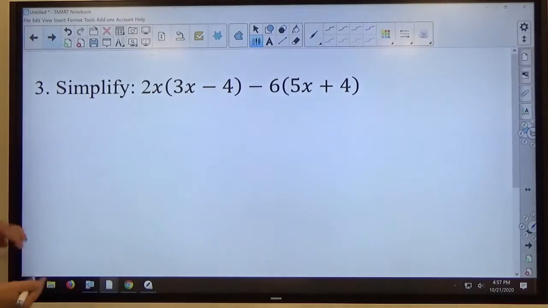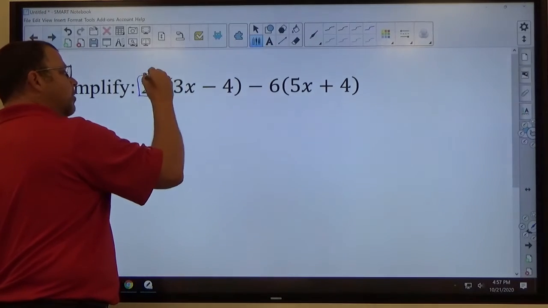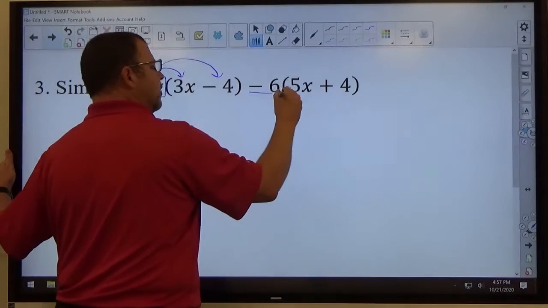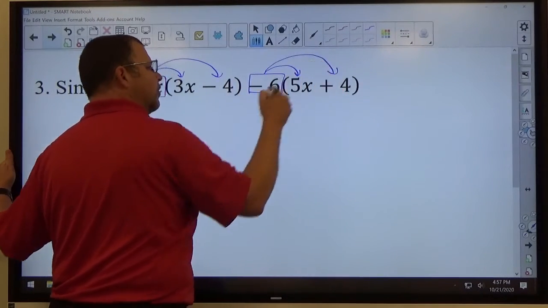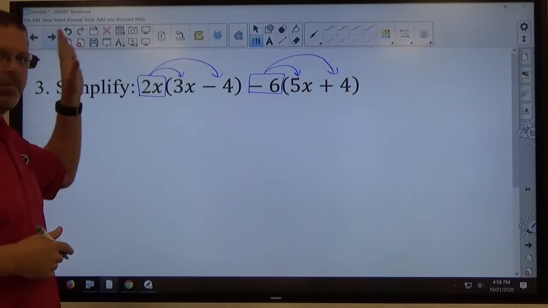Number 3, two distributive properties happening here. This is a positive 2x being multiplied through this parentheses. This is negative 6 being multiplied through this parentheses. Make sure the sign's included in your work there. So when you're multiplying, make sure you're considering the sign.